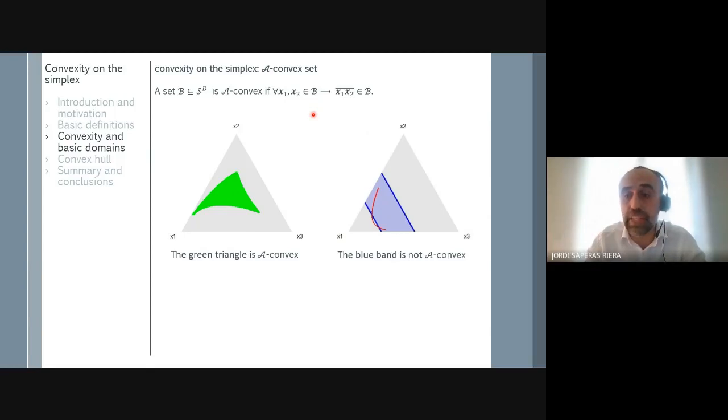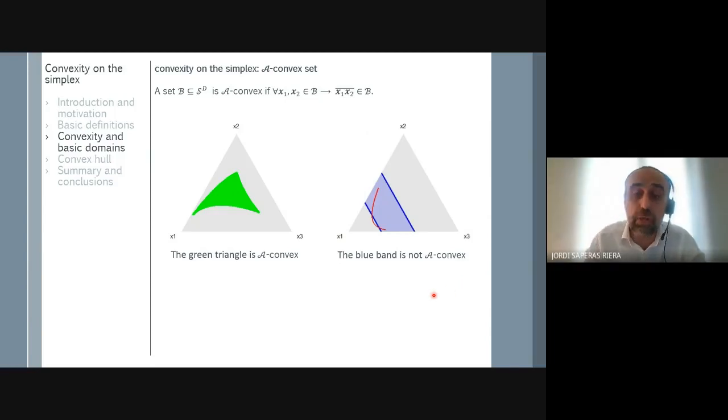With this definition of convexity, the green triangle, which from the outside does not look like a convex set, is a convex set of the simplex. In fact, it is a convex polygon. While the blue band, which from the outside seems a convex set, is not a convex set in the simplex with the Hutchinson geometry. And the way to see it is by joining two points with a segment that comes out of the set, as you can see in the right figure.